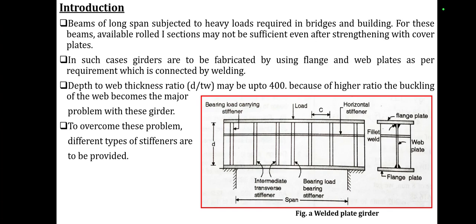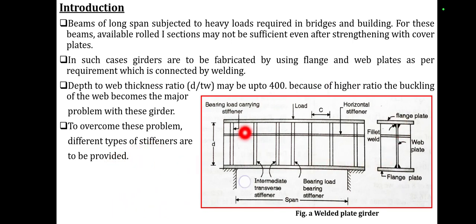Then for this plate girder, the depth to web thickness ratio, that is D by Tw, may be up to 400. Because of the higher ratio, buckling of the web becomes the major problem with this girder. To overcome this problem, different types of stiffeners are provided.